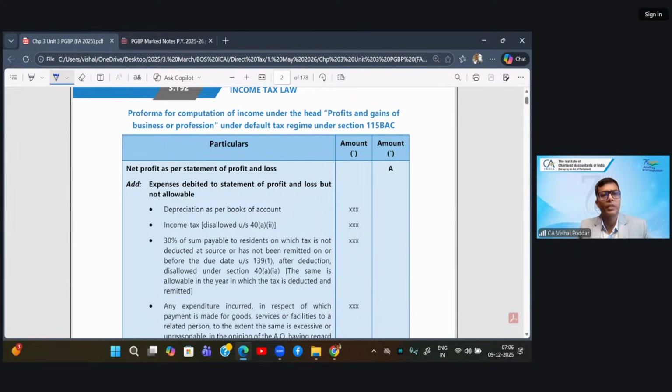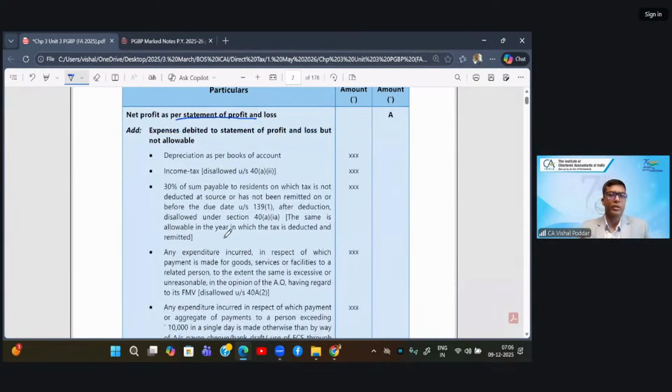So as we have seen, the computation of PGBP income is done in the reconciliation format where your starting point is profit and loss account profit, that is simply profit as per accounting. Now, firstly, we are understanding the computation as per the new regime, which is the default regime. And then what is different between new and old, that you will get in the second working. So how do we start? We have to add those items, again recall the P&L. So we are taking this figure as our starting point.